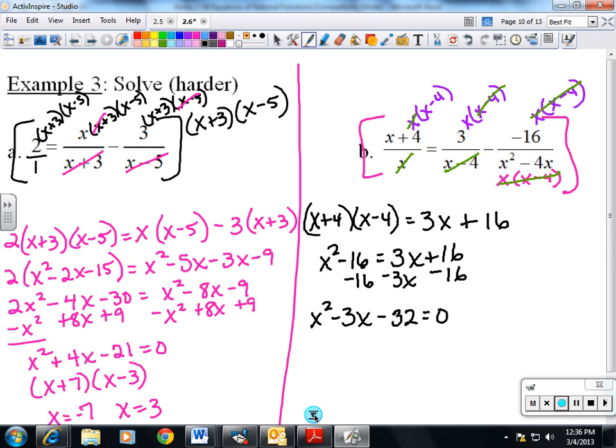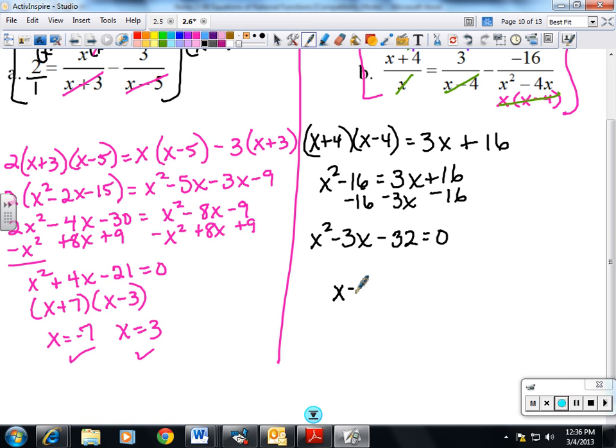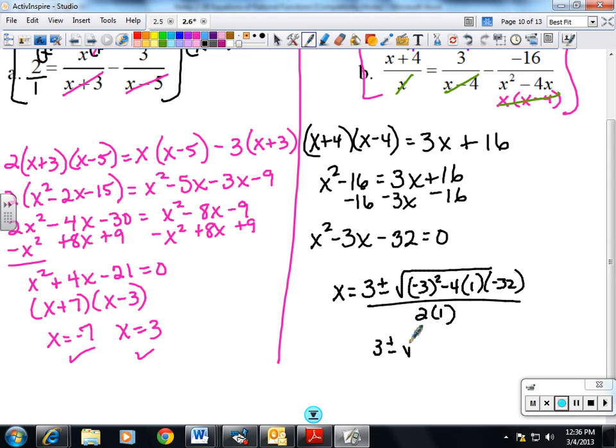Bad news. That will not factor, so we have to use our quadratic formula. X equals minus b plus or minus square root b squared minus 4ac over 2 times a. So that's 3 plus or minus the square root of, oh god, I need my calculator. Let's see, 9 minus 4 times negative 32. That's 137, which does not simplify, over 2. So that's my answer to that one.